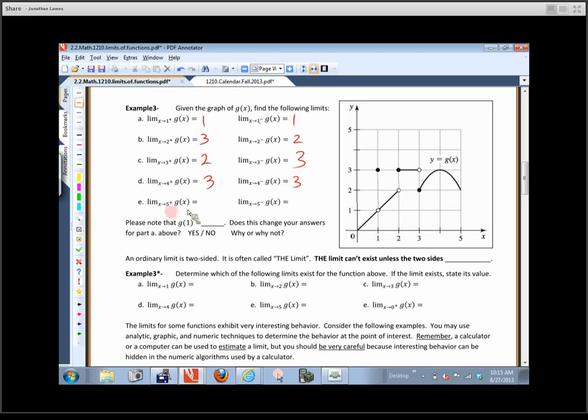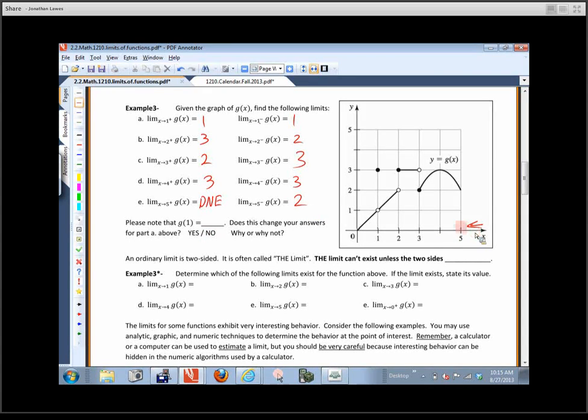What if we approach 5 from the right? 5 from the positive side. There's no answer there, so we're going to use this. We're going to say DNE stands for does not exist. Okay, because the function's not defined there, so the limit does not exist. What about 5 from the left? That's going to be a 2.